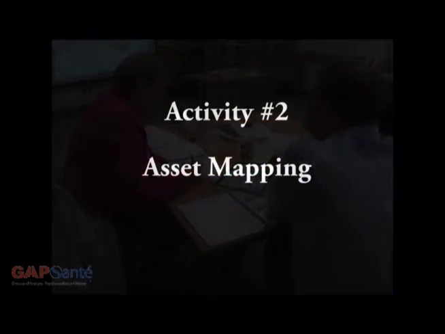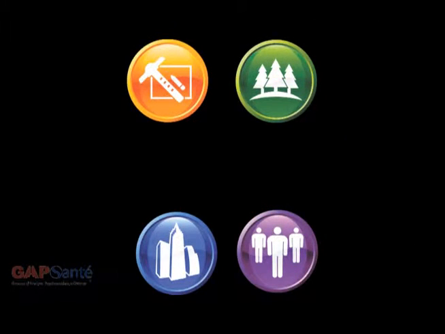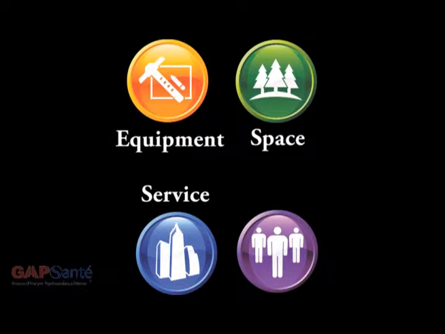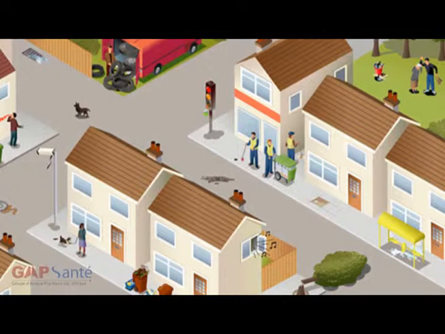Asset mapping. What would be the risk and protective factors that people in this community would use to address psychosocial issues? Participants are broken into groups and provided with asset markers in the 4 categories of service, space, equipment, and people. There is a positive set of markers circled in green for protective factors and a red set for risk factors.